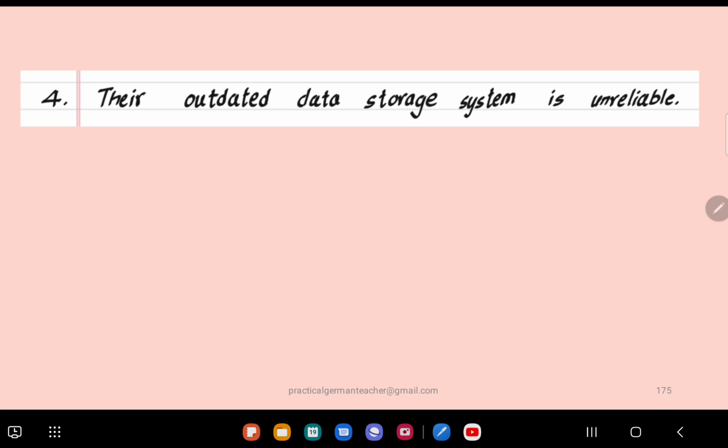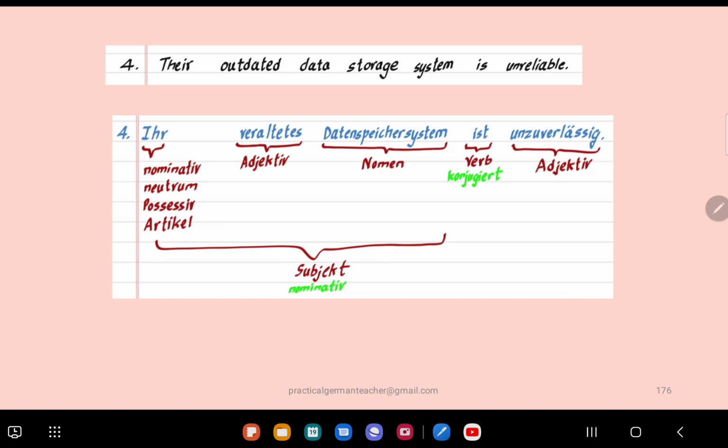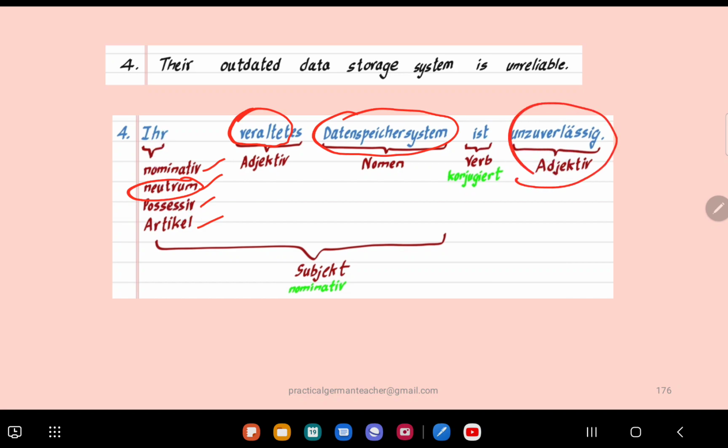The outdated data storage system is unreliable. You can use this for a friend: he or she is unreliable, or for your colleagues, they are unreliable. How do you say unreliable? How do you say outdated? Let's see. So outdated is veraltet. You add "es" because it is in nominative case, neutrum, possessive article. Why neutrum? Because Datenspeichersystem is neutrum. Possessive article because ihr ist unzuverlässig, unreliable.